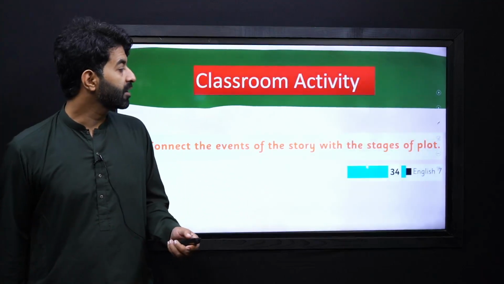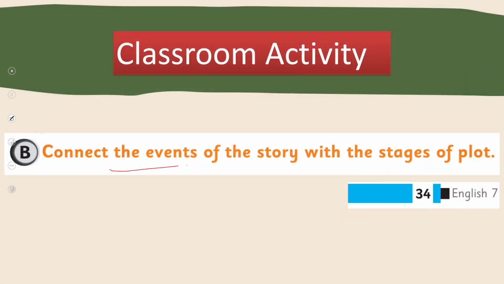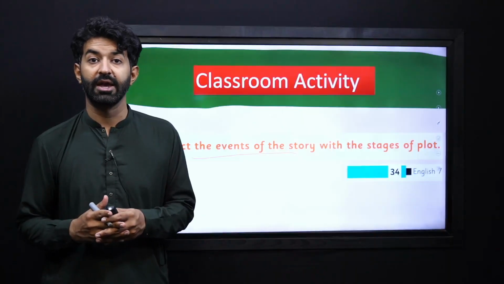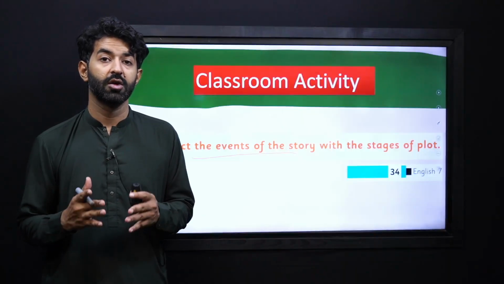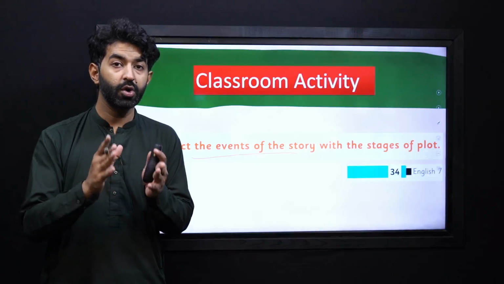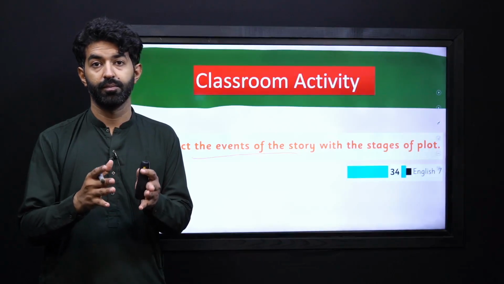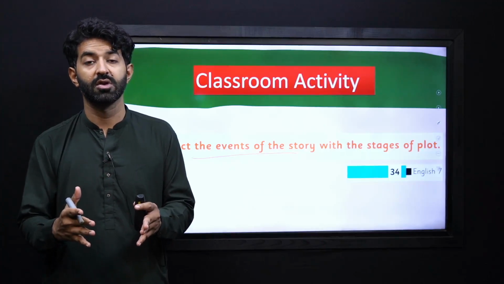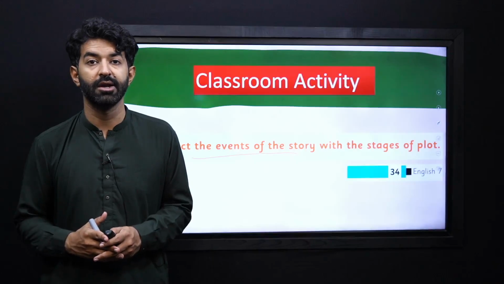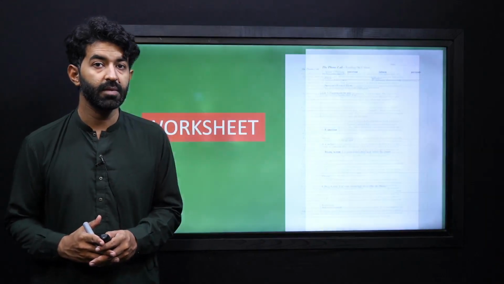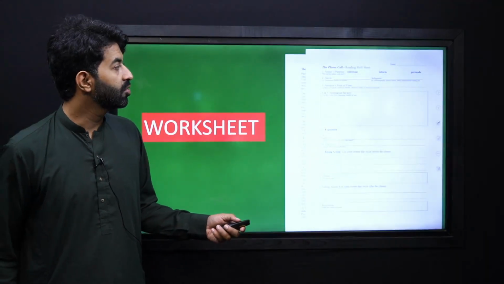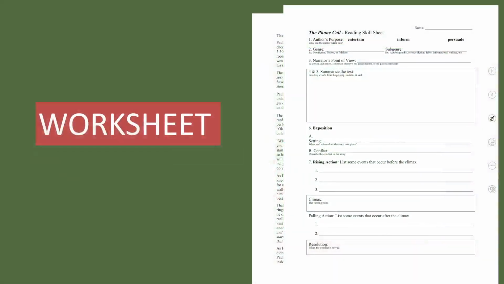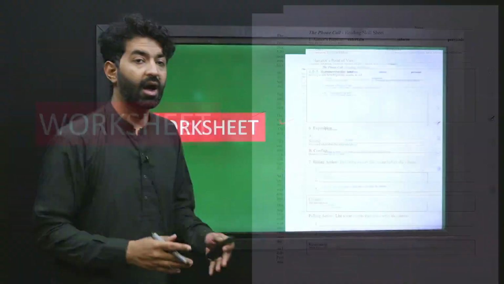For your classroom activity, you have to connect the events of the story with the stages of plot. The story is The Empty Pot, which is a folktale. You need to put the right kind of plot development stage and apply it on the text of the lesson to see if you have understood it completely or not. Now, for your worksheet, you need to read the story and then answer the relevant questions.